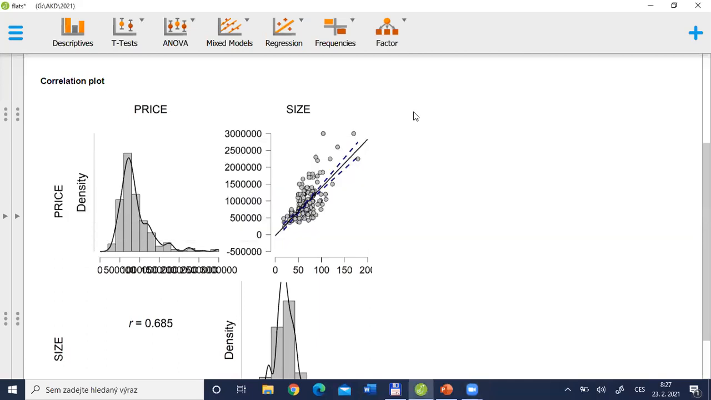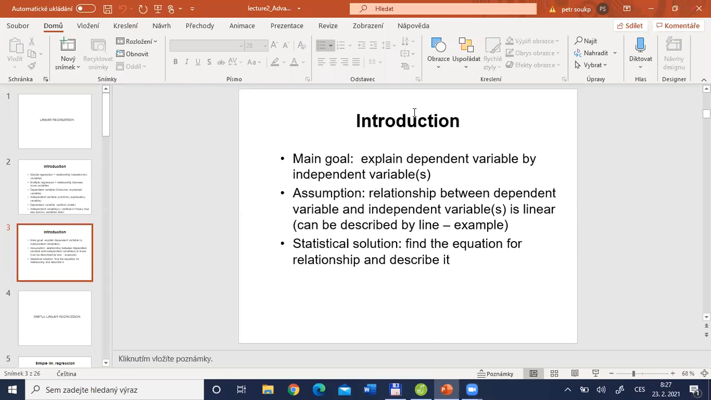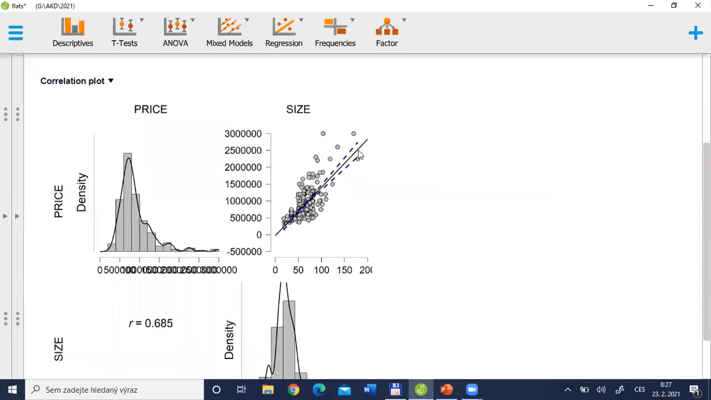So let's go back to the presentation, and the main goal is to find the line. So it means explain the dependent variable by independent variables. And if we would like to apply this simple linear regression model, it is expected that the relationship can be modeled by the line. So if I would like to apply linear regression, the line should fit my data.